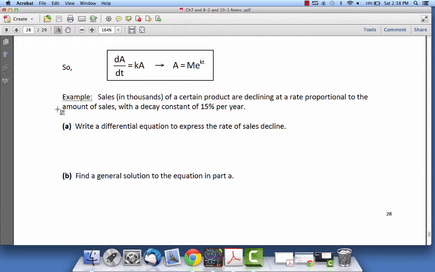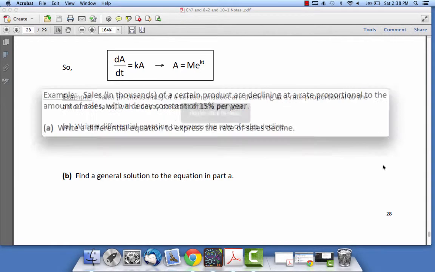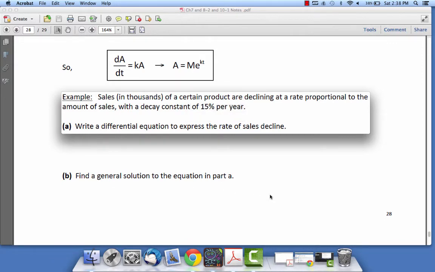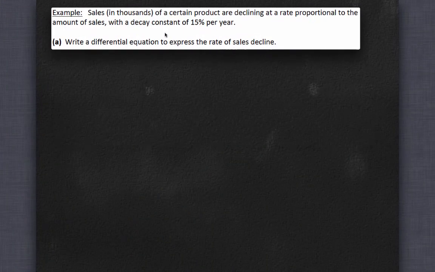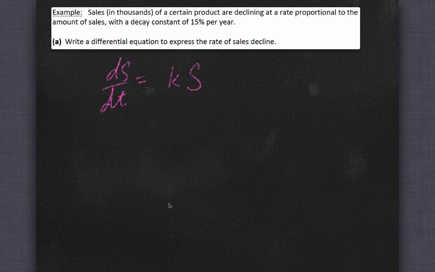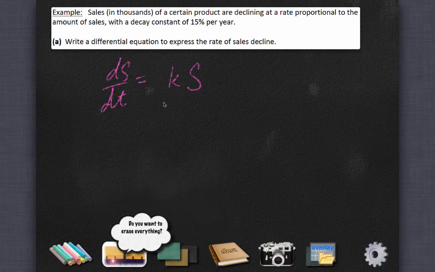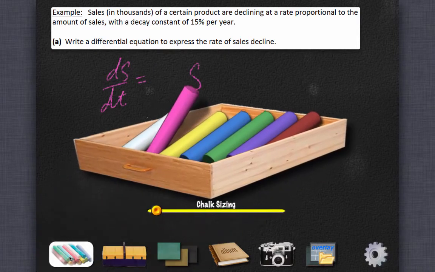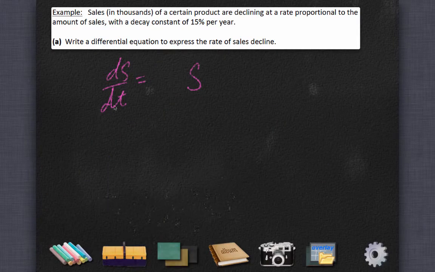Okay, so I'm just going to grab this bit. And remember that for part B, we're supposed to find a general solution. So we've got to translate this first. So this says, sales in thousands of a certain product are declining at a rate, so ds/dt equals proportional to the amount of sales, so some k times s, with a decay constant of 15%. So I'm just going to replace that k with a negative 0.15.